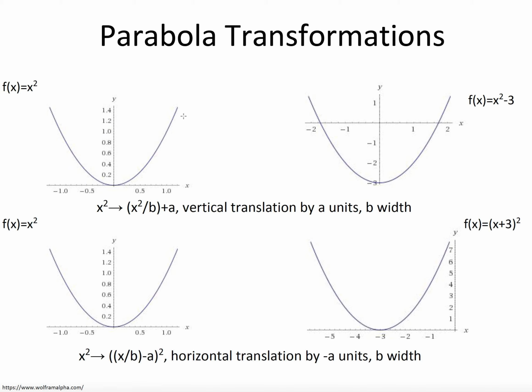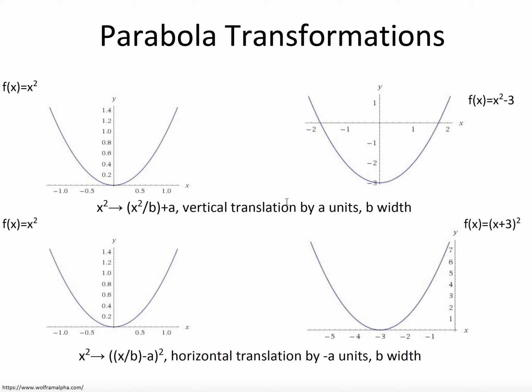Now, when you are adding within the parentheses, so you're going to have x plus something, and then that's going to be squared, that's going to shift it to the left or to the right. So it's going to be the opposite of the value here. So if it's a plus, it's going to shift to the left, or in a negative direction. So here we've got x plus 3. The center is now at negative 3. If it was a minus 3, the center would now be at a positive 3 on the other side.